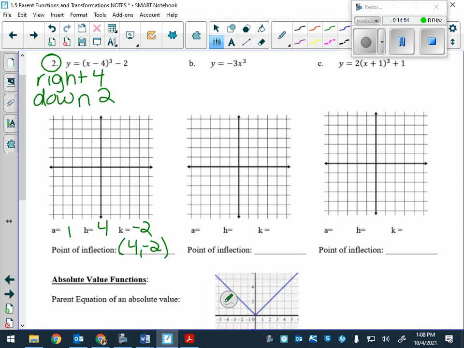So 1, 2, 3, 4, down 2. And again, it's a rough sketch because we can't really see too much. So this is a prime example where 3 points would suffice. Okay. Now if we look at B, all right, what is my A value? Let's see, Genevieve, what's my A value for B?